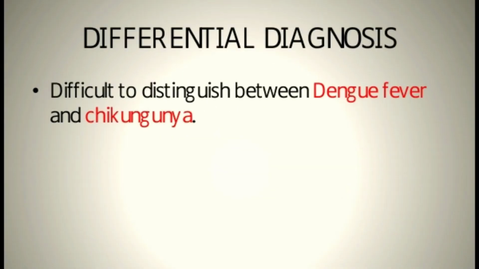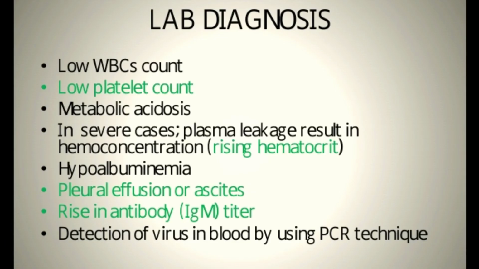It is hard to differentiate between dengue fever and chikungunya. Both are viral infections and carried by the same mosquito. Lab findings of dengue fever are low WBC count, low platelet count, metabolic acidosis, and in severe cases there is plasma leakage which leads to raised hematocrit and hypoalbuminemia, pleural effusion and ascites. There is a rise in IgM titer and the virus can also be detected in the blood by using PCR technique.